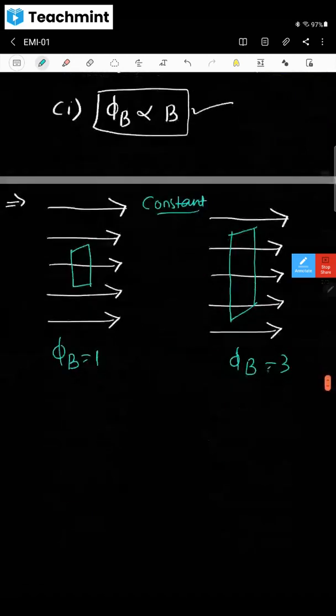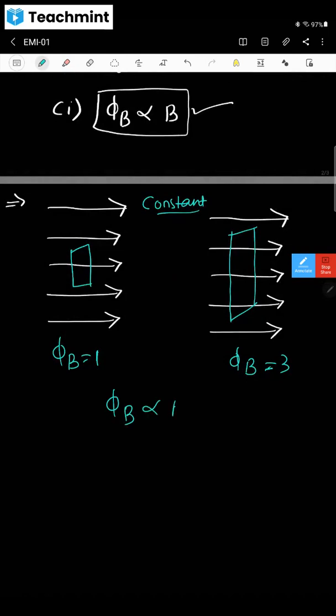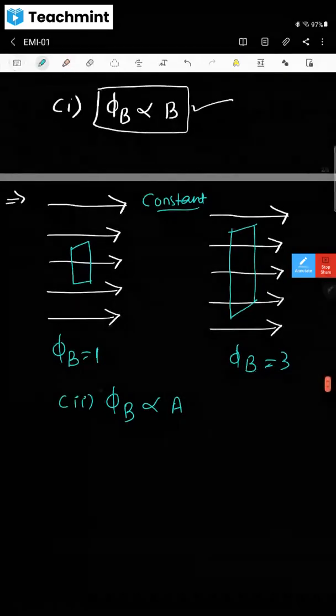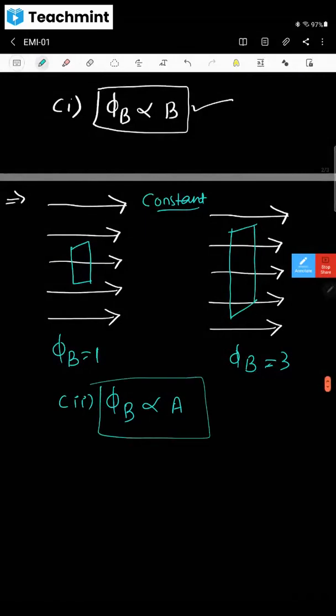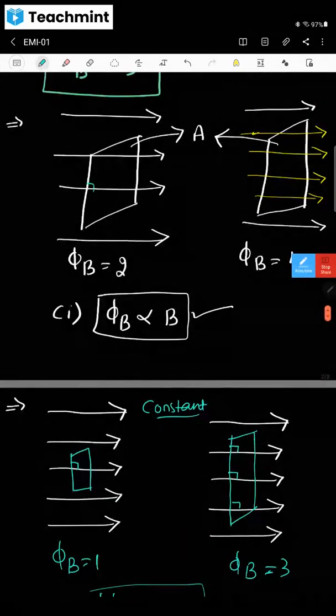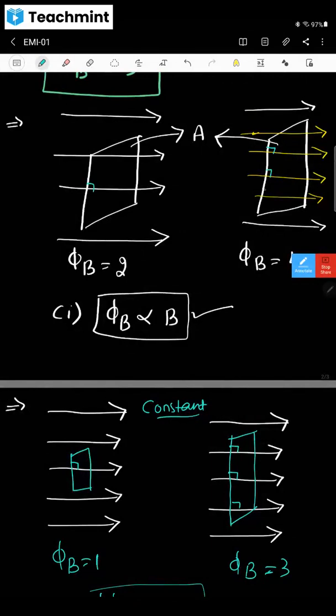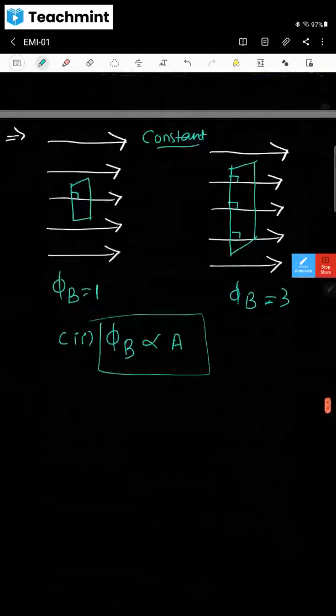So by increasing the area, magnetic flux can also be changed. Can I say magnetic flux is directly proportional to area? This is the second one. Definitely, I can say that, I have shown you. And all these lines should be passing perpendicular. This is very important. Perpendicular, it is very important. The field lines should be perpendicular to the surface. So that is the second one we got.